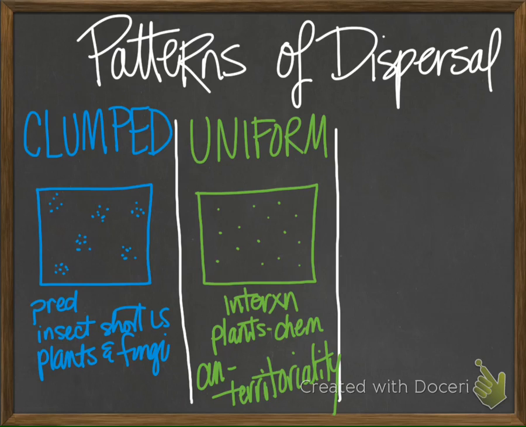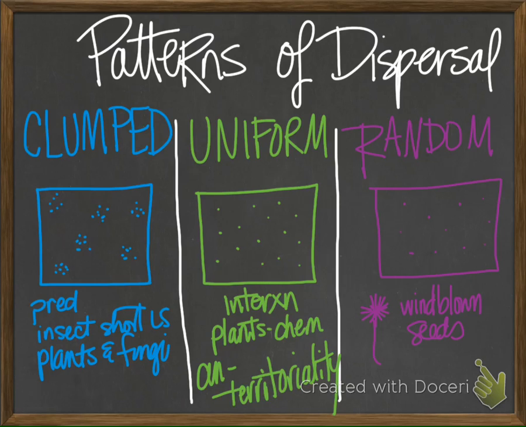Last but not least, here you have random. There is no predicting where individuals end up. The position of each individual is completely independent of all other individuals. And this doesn't happen often, but maybe in the cases of dandelions or anything that has wind-blown seeds, you could get random dispersion.